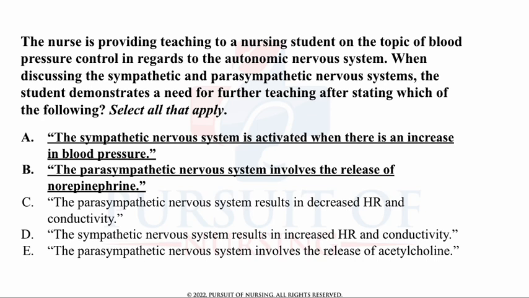All right, so remember, the sympathetic nervous system is activated when a decrease in blood pressure is detected. The sympathetic nervous system is then going to release norepinephrine, which is going to increase the heart rate and increase conduction speed. Whereas the parasympathetic nervous system is activated when an increase in blood pressure is detected. The parasympathetic nervous system is going to trigger the release of acetylcholine, which is going to cause a decrease in heart rate and a decrease in conductivity.